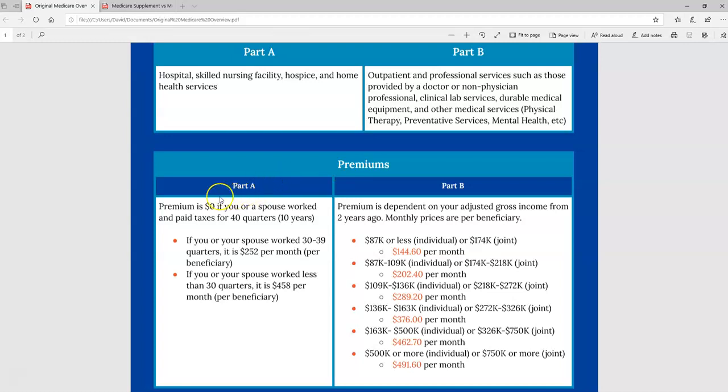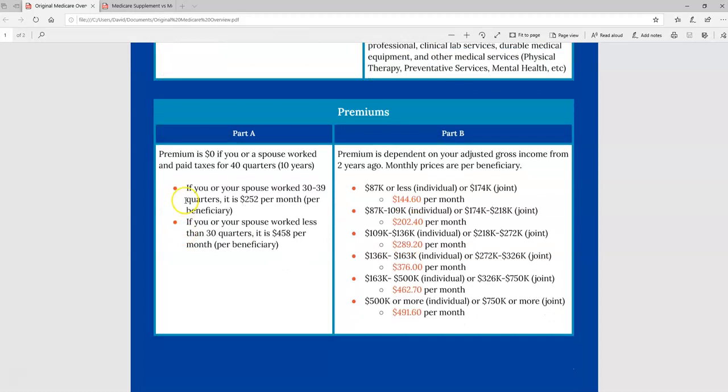For Part A, the premium is $0 per month if you or a spouse worked and paid taxes for at least 40 quarters or 10 years. This is going to apply to the vast majority of people enrolled in Medicare. However, if you or a spouse did not meet these work requirements, if you or a spouse worked 30 to 39 quarters, that premium rises to $252 per month. And again, that's per beneficiary. Very important that we are adamant with that. If you or your spouse worked less than 30 quarters, that premium rises to $458 per month per beneficiary.